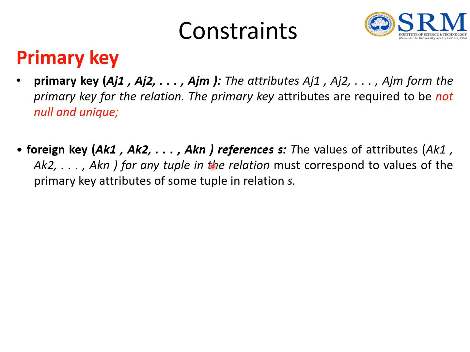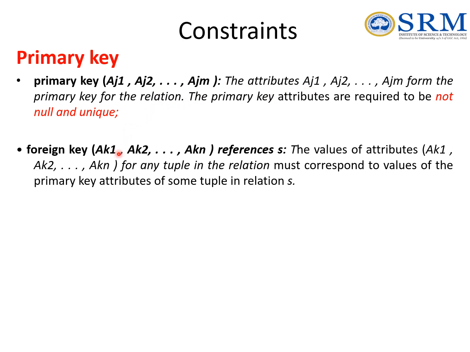Coming to the primary key, we have primary key Aj1, Aj2 up to Ajm. These attributes Aj1, Aj2 up to Ajm form the primary key of a relation. The primary key attributes are required to be not null and unique. The primary key should not be null and it should be unique.